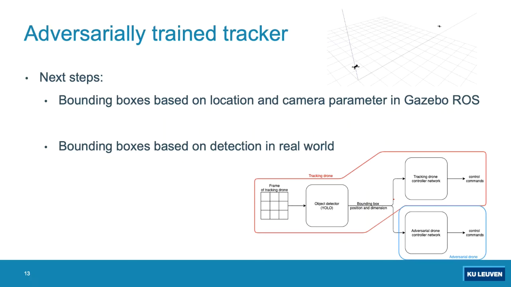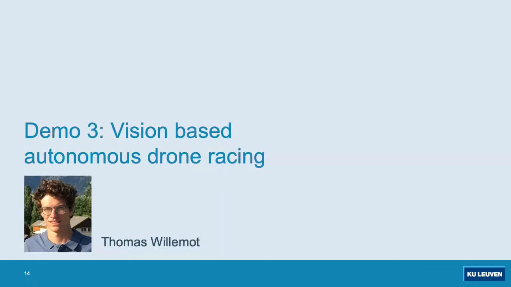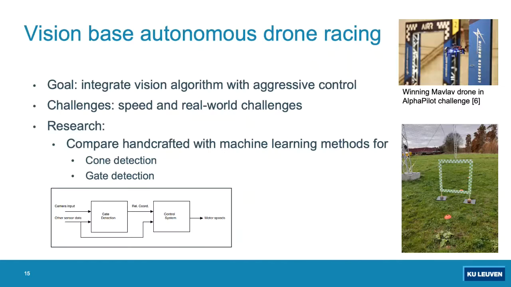And so autonomous drone racing has become popular since the challenging 2019 of Alpha Pilot, won by MavLab, I think, maybe a typo. And the goal is to integrate a vision algorithm with aggressive control. So here it's really the speed of the drone that is the focus. And of course, also the real world challenges that come with flying a real drone.